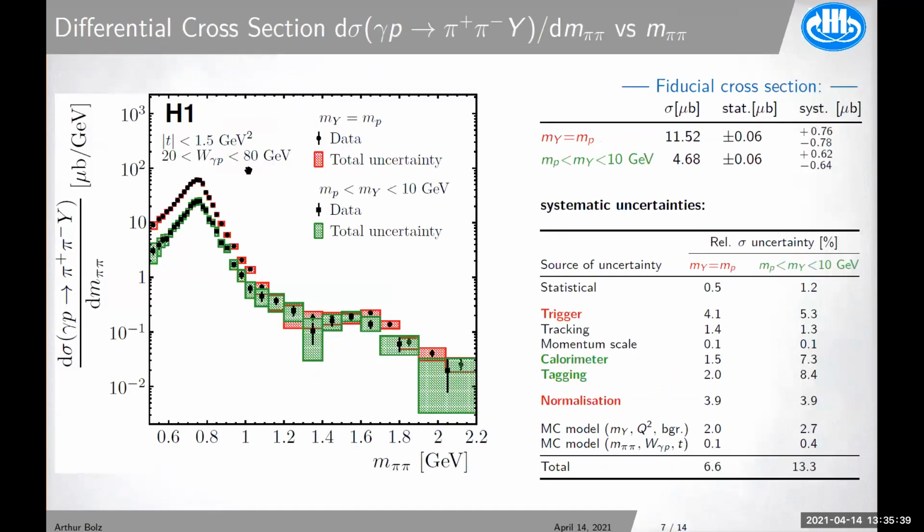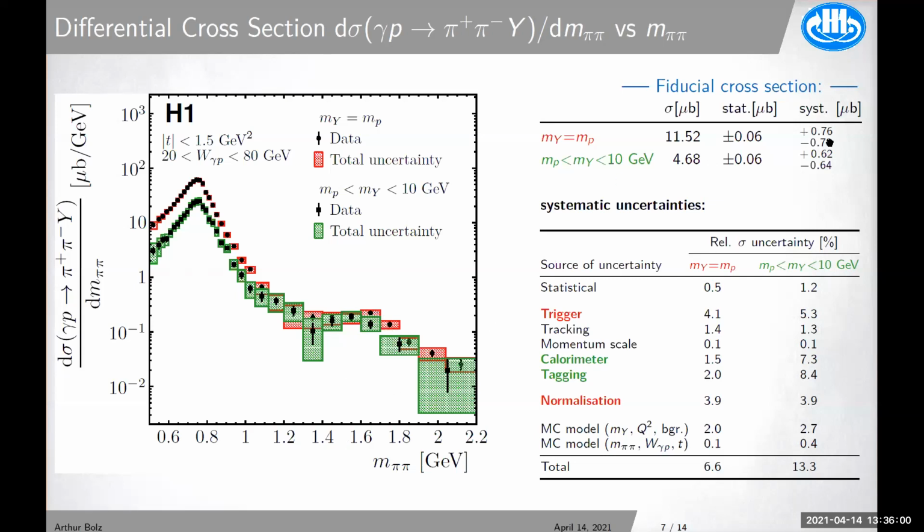So a first result is shown here. This is now the unfolded cross-section as a function of m_ππ. We have separated in red the elastic and in green the proton dissociative component. Again, we see the pronounced rho peak here at 770 MeV, and there's also a higher rho resonance at around 1.6 GeV that we see.